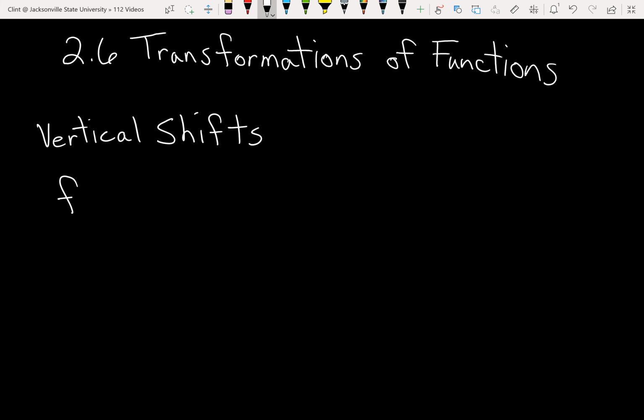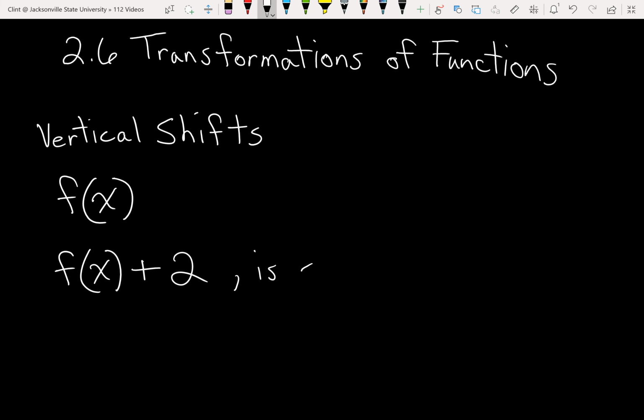Okay, so we're going to start with just some generic function f of x. Alright, so that's our starting function. And then if we have f of x plus some number, alright, so we'll say like plus 2, what that's going to do is shift our function vertically. And since it's a plus 2, it's going to be shifted up 2 units. So if it's our function plus some number, that means it's going to move our graph up however many units we're adding to our function.